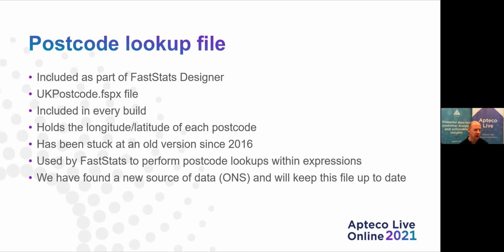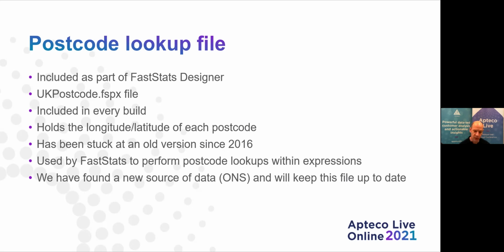This has been stuck at an old version because basically the data feed that we had was quite difficult to work with and quite an old version. And it's used within FastStats to perform postcode lookups within expressions. So if you've used the longitude and latitude postcode expressions within FastStats, then it's using the data in this file, this binary file that we include with each build.